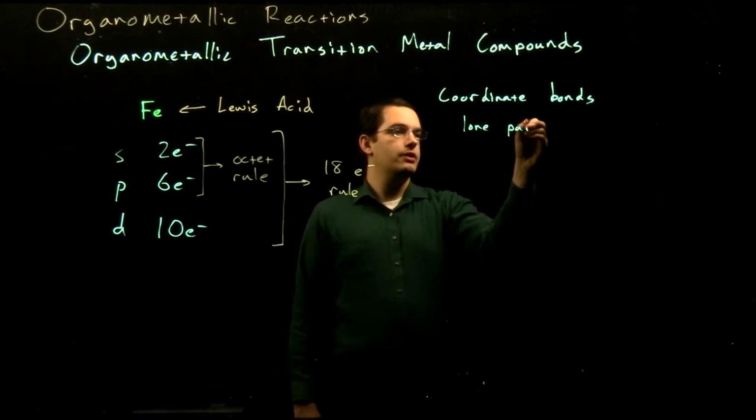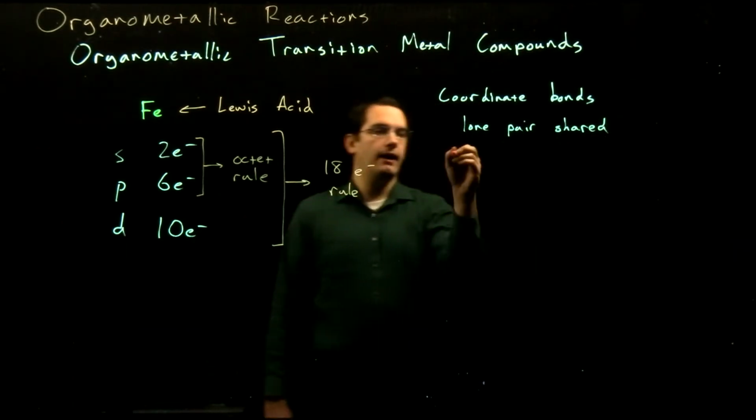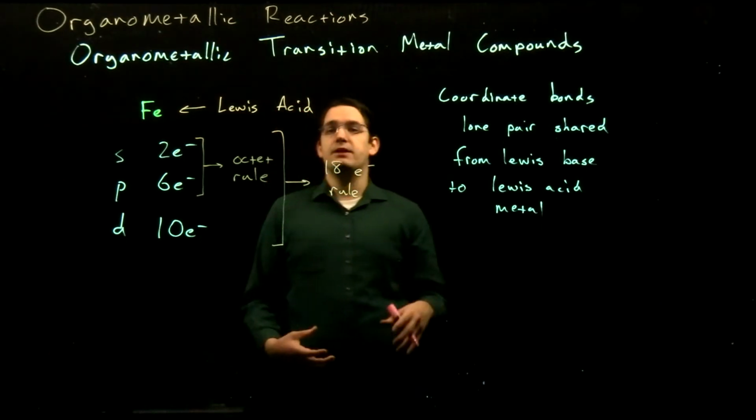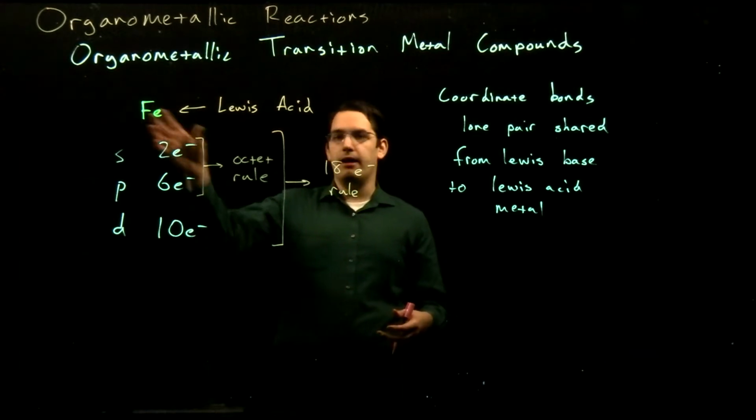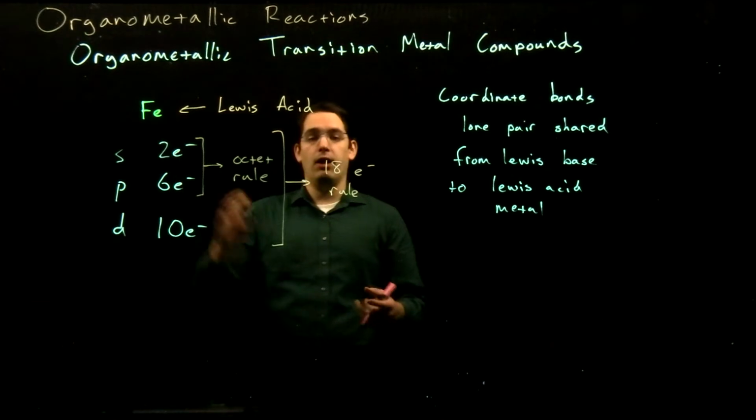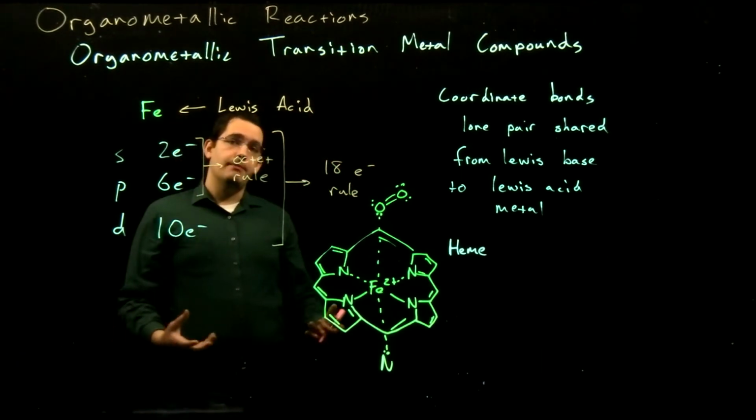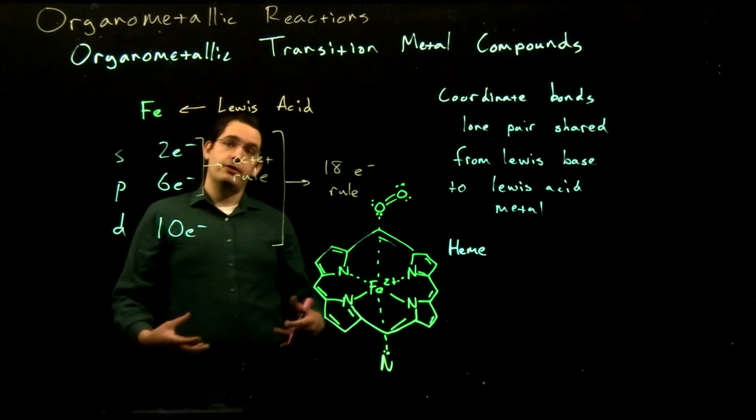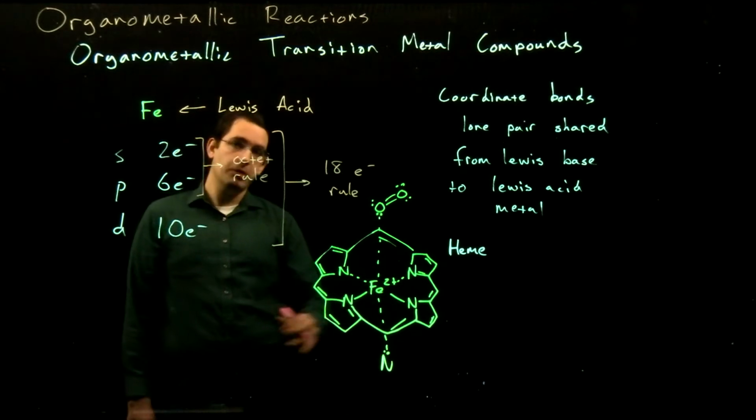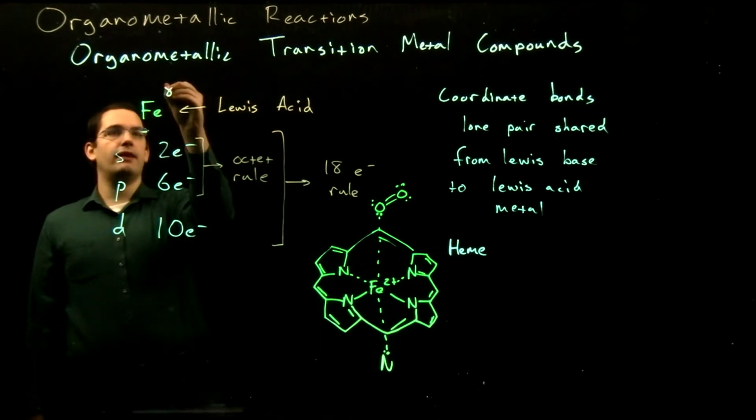So we have a lone pair shared from Lewis base to our Lewis acidic metal. And our goal is going to be to form these coordinate bonds between our nonmetals and our metal in order to form this transition metal complex where our metal has this full 18 electrons. One important biological example of this sort of transition metal complex is in our heme group inside of our hemoglobin proteins. So our iron normally has 8 valence electrons.